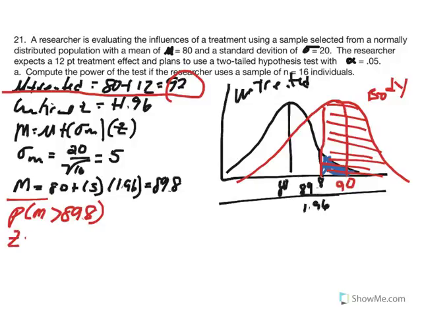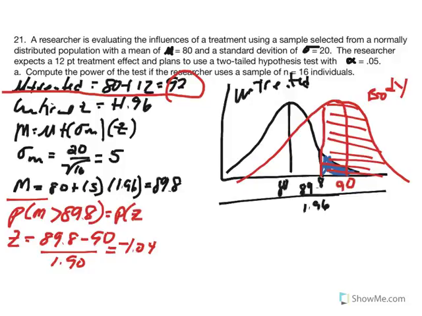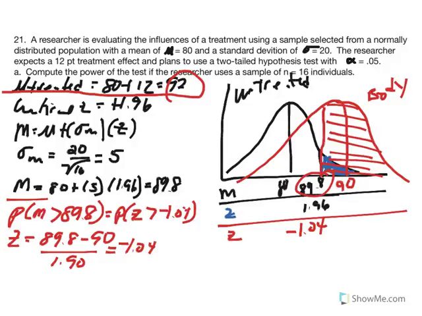All right, so now I need to convert that value into a z-score. So 89.8 minus 90 divided by 1.9, and that gives me a z-score of negative 1.04. Okay, so we can convert this to the probability of a z-score greater than negative 1.04. To determine that, we're going to use our unit normal table. So this value of 89.8 is the same as negative 1.04 standard error units below the mean. And now we can find our probability.